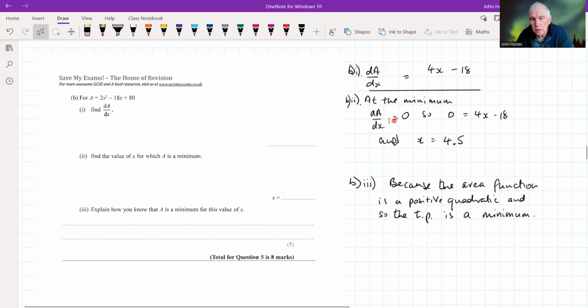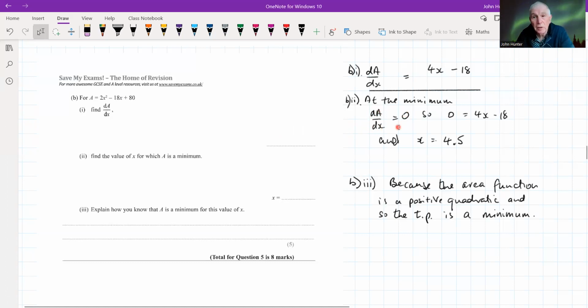At the minimum point, if we were to draw a graph of this function, you'd see it's a quadratic. It goes down and then back up again. We want to find the value of x that gives us that minimum. So at the minimum, of course, what happens is the gradient is 0. That's the tangent at the point at the bottom of the curve. The gradient, that's the gradient. The rise over the run is 0. So the gradient is 0. So dA/dx is equal to 0.